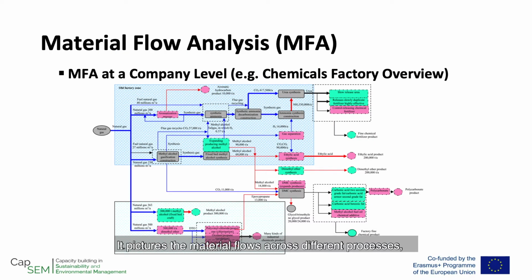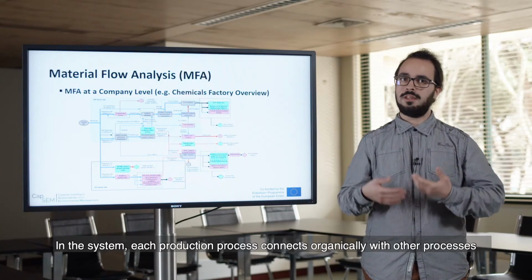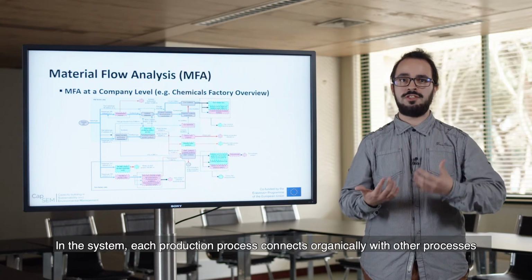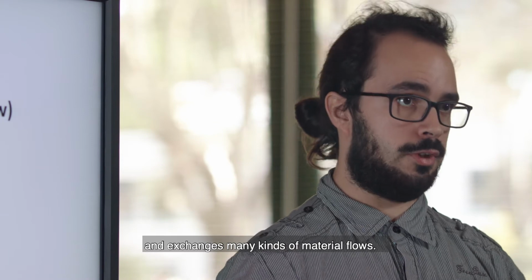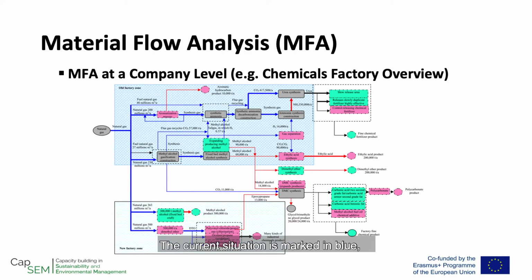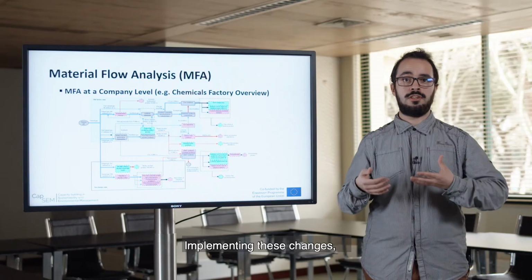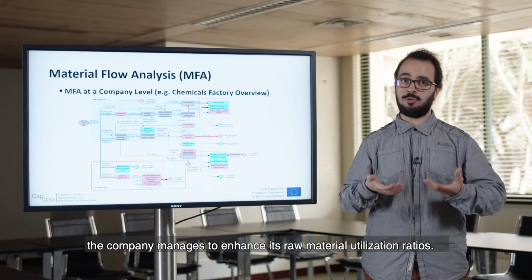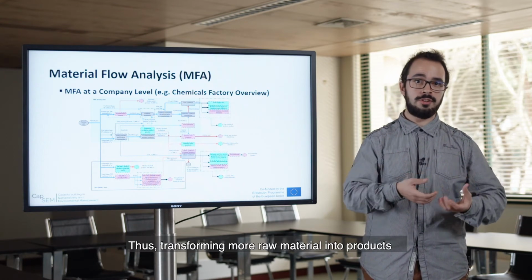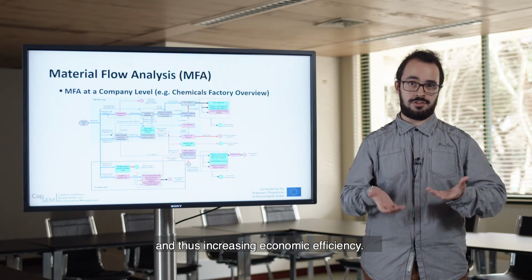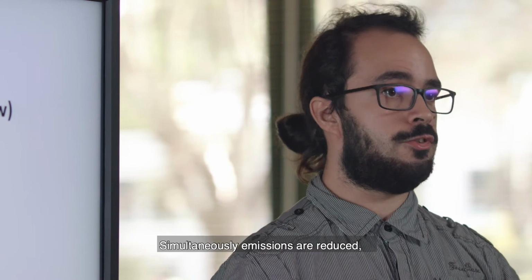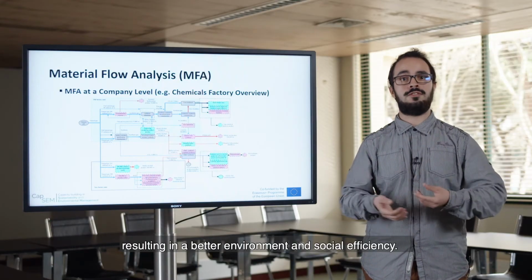It pictures the material flows across different processes, indicating relations in the industrial chain, as well as longitudinal material flows that demonstrate sequences in the industrial chains. In a system, each production process connects organically with the other processes and exchanges many kinds of material flows. The current situation is marked in blue, while the green section represents the long-term goals. Implementing these changes, the company managed to enhance its material utilization ratio, thus transforming more raw material into products and increasing its economic efficiency. Simultaneously, emissions are reduced, resulting in a better environmental and social efficiency.